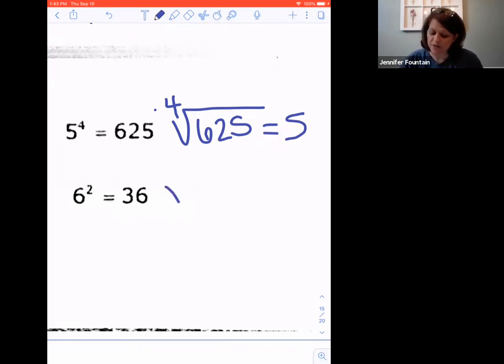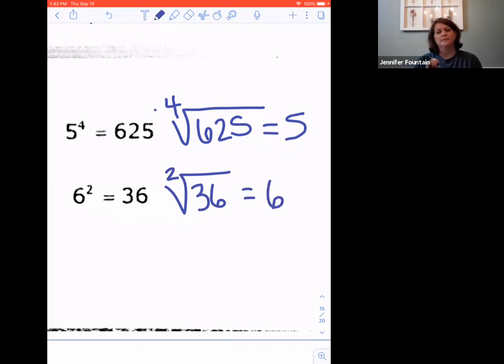And finally, 6 squared is 36. So 36 goes under here. 2 becomes my index, and that is 6, because 6 times 6 is 36. So the square root of 36 equals 6.